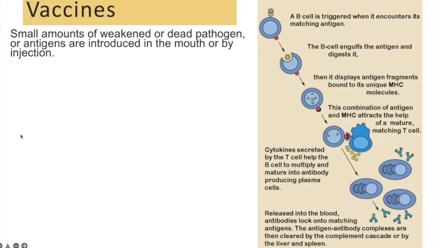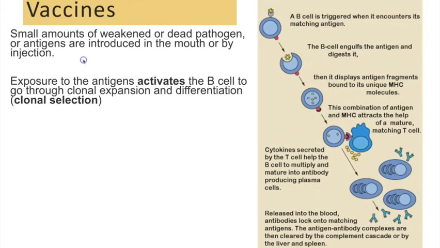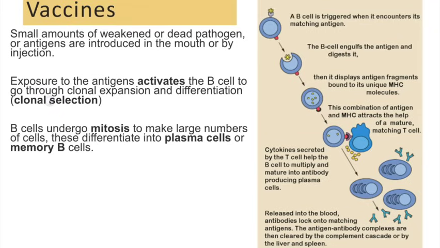So if we go through then how vaccines work. Small amounts of weakened or dead pathogen, or it could just be the antigens, are introduced either to the mouth or injected into the body. An exposure to those antigens activates the B cells to go through clonal expansion and differentiation. So that was the clonal selection part where we have mitosis occurring to make large numbers of those B cells. Those then differentiate into plasma cells and memory B cells.